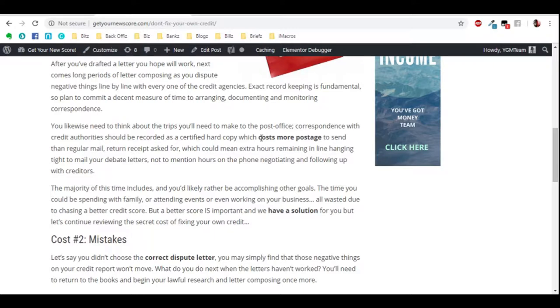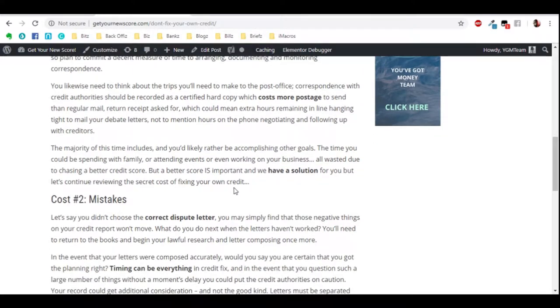And then you're going to spend hours on the phone negotiating. All this time could be spent with your family, going to events. Imagine the holiday season, imagine Valentine's Day. You have to make a run to the United States Postal Service or take a call trying to battle creditors, and your loved one would much rather be with you, eating dinner, or at a baseball game for your kids, or even just spending more time with them, period. Who would rather be trying to dispute things off their credit report rather than just living their life?